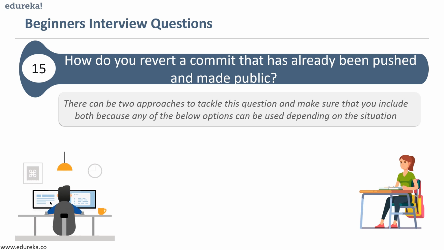In the second approach, you can create a new commit that undoes all the changes that were made in the bad commit. To do this, you need to use one command called git revert. We will talk about git revert in the subsequent part of this session. The syntax for git revert is very simple: git revert and the name of the commit or the commit ID.